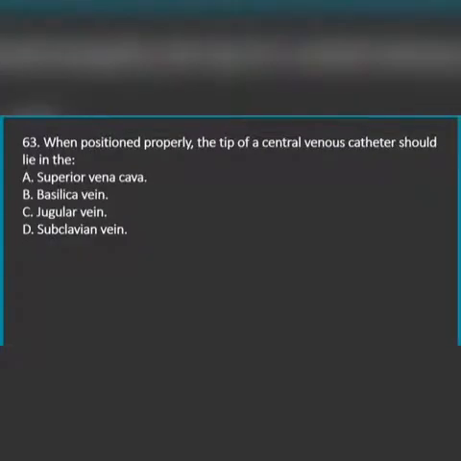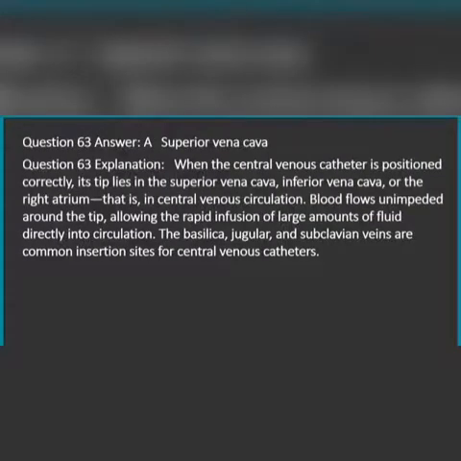Question 63. When positioned properly, the tip of a central venous catheter should lie in the A. superior vena cava, B. basilica vein, C. jugular vein, D. subclavian vein. Question 63 Answer: A. Superior vena cava.